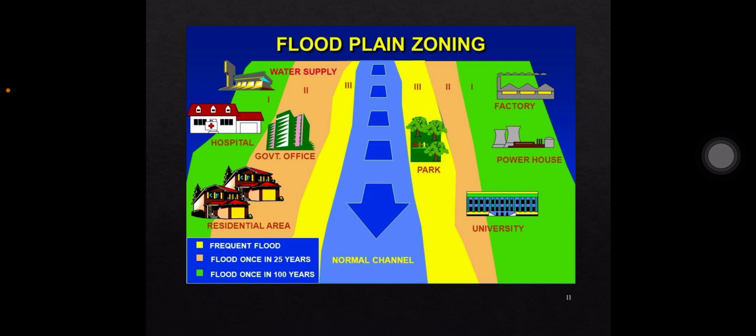Here you can see that where the frequent flood occurs, there you usually don't build any structure like power plant or etc. So the structures which are safer, that where the flood occurs once in 100 years, there we are making buildings.